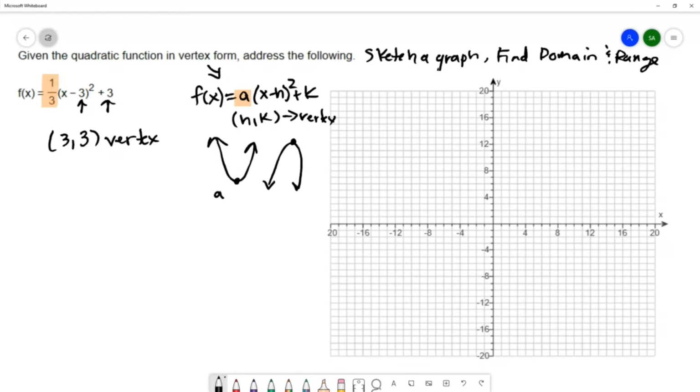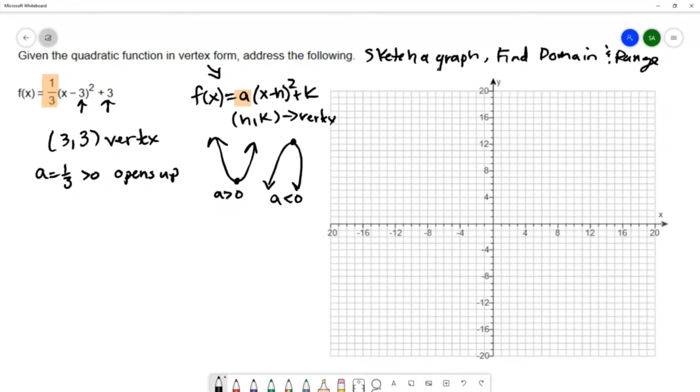Whenever a is greater than 0, we have an up-facing parabola. And when a is less than 0, we have a down-facing parabola. So our a is 1/3, and because that is greater than 0 or positive, we know that our parabola opens up. So we have a pretty good idea of how to sketch the graph at this point.